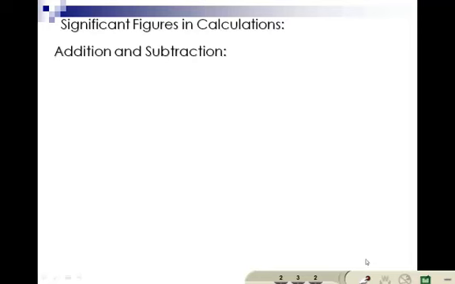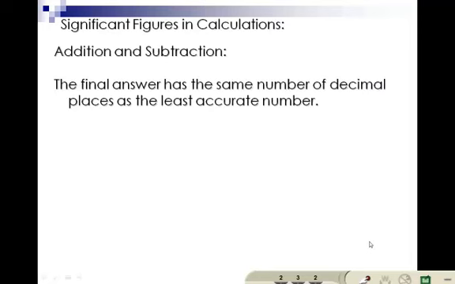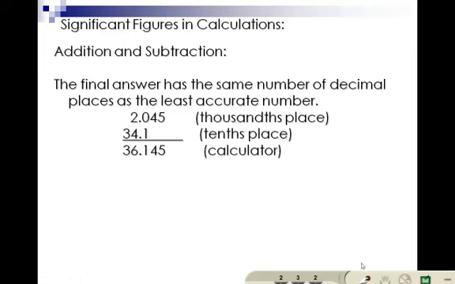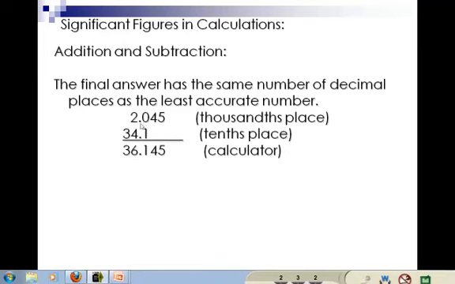Now, when you add and subtract, you do something a little different. You only look at the digits after the decimal point. For example, this number 2.045 has 3 sig figs after the decimal point. 3.41 only has 1 sig fig. There's 3 sig figs here and only 1 sig fig there. And this is my answer.